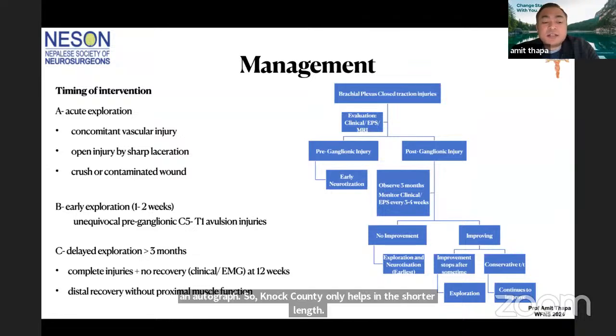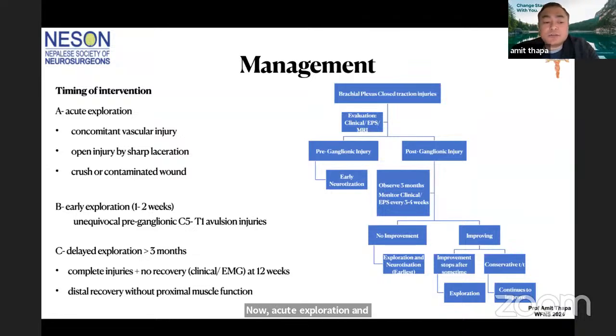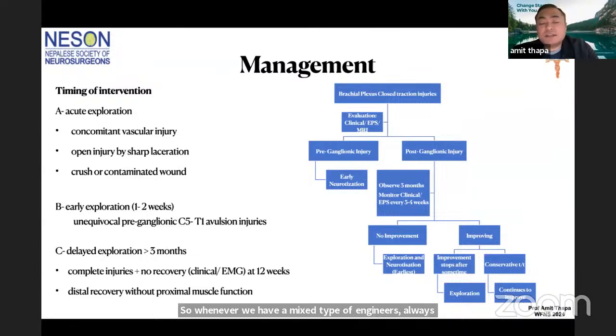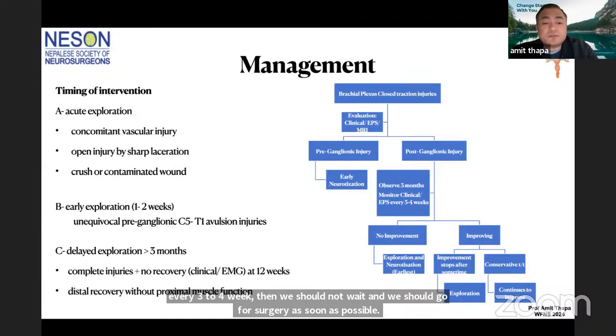Now, acute exploration and early exploration we have already talked about. Whenever we have a mixed type of injury, it's always better to wait, so that any post-ganglionic injury associated with conditions like neuropraxia or an incomplete or partial axonotmesis can recover by 3 months. However, if we do not see any subsequent recovery on clinical as well as electrophysiological examination, which are conducted every 3 to 4 weeks, then we should not wait. We should go for surgery as soon as possible. And in any other cases, we should not wait beyond 3 months.